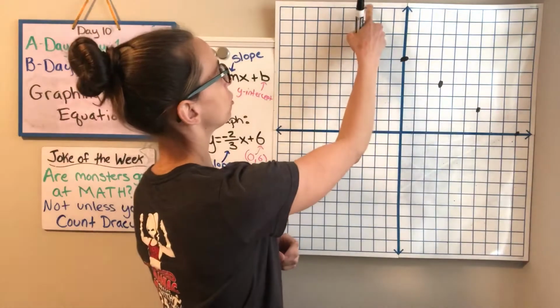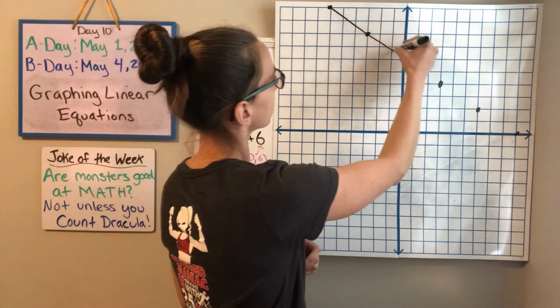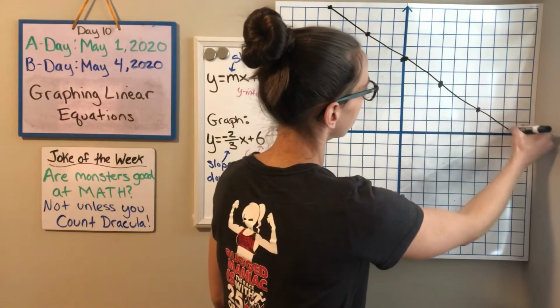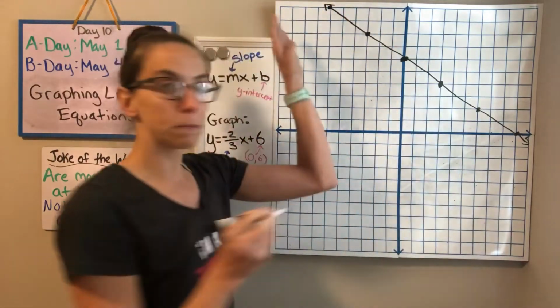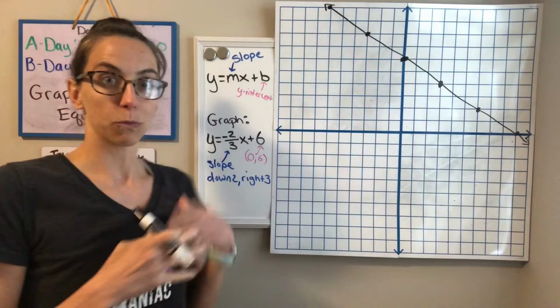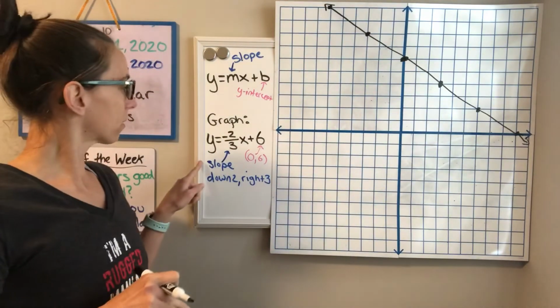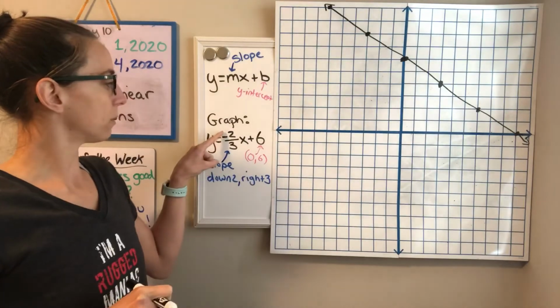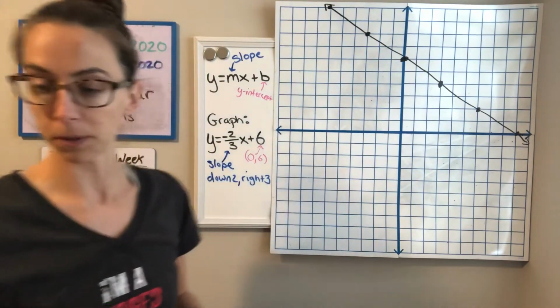Again, I'll go up 2 and left 3, and then I'll do my best to connect these points using a nice straight line, because this is a linear equation, which means our slope is consistent throughout. It's a constant rate of change, and when we finish connecting our points, we should make a straight line. So here is the graph of the equation y equals negative 2/3 x plus 6. We're going to do one more example.